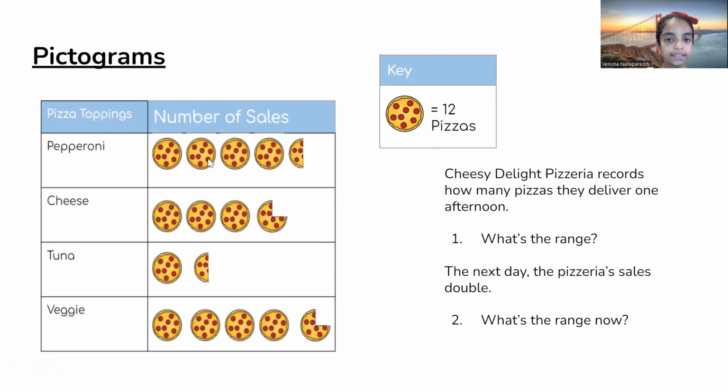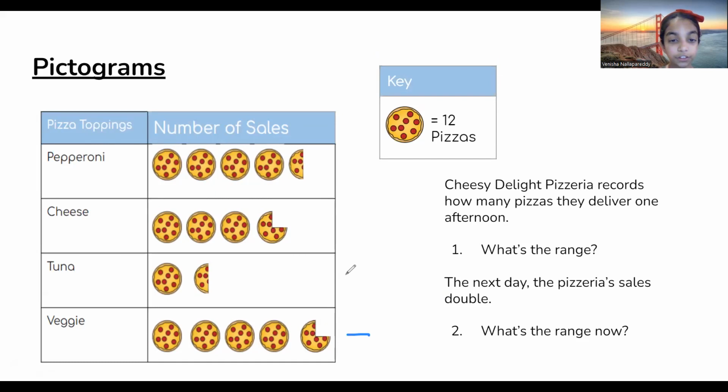So let's have a look. Which topping has the most amount of pizzas? Well, it's veggie. And then which topping has the least? It's tuna, because that only has 2.5 pizzas. So obviously we're going to use these two to work out the range. So we know that one pizza is 12, but what would half a pizza be? That would just be half of 12, which is 6.